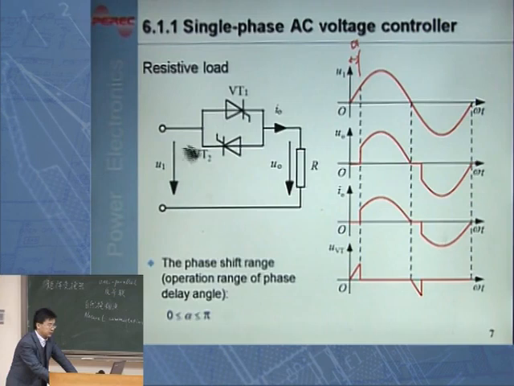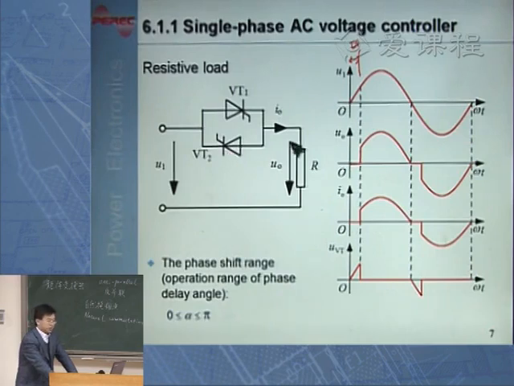All this input voltage will be applied across this pair of thyristors. Load voltage will be 0, until at this instant here, when I trigger VT2, VT2 will be conducting. Why? Because VT2 now, at this instant, will be under positive voltage, because at this instant, the lower side of input terminal will be having higher voltage than the upper side.